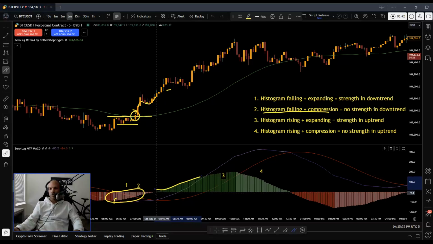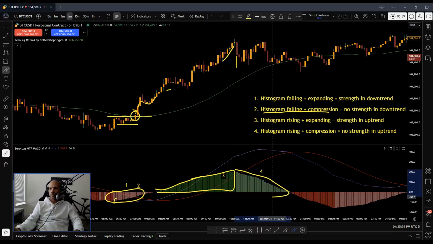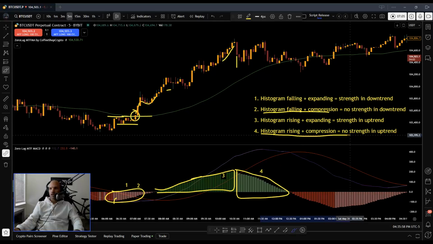At this point, you see you have expansion taking place all the way to here, right? So if it takes place all the way to here, look at the next candle. The next candle gives you those moves down. It breaks previous lows. It doesn't break any swing low, which is fine, right? But it's basically telling you you have lost your uptrend. You don't have momentum in your uptrend. And that's when the histogram is rising with compression. Means there's no strength in the uptrend, okay?